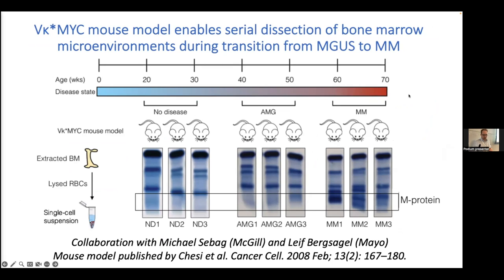And what happens over time, over 70 weeks, is you have these no disease mice. At some point, that MYC gene gets turned on, so you get this AMG, which is MGUS for mice. And then you get multiple myeloma. You can actually take their femurs and take their bone marrow and look at this specific protein. It's sort of a protein marker that you can see build up over time, so you know when you can actually take these samples for single cell analysis.